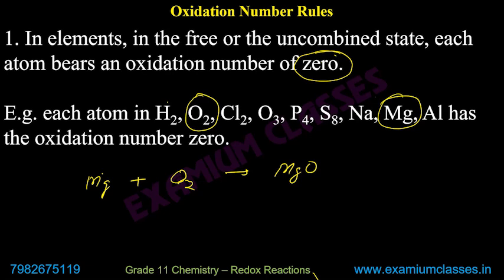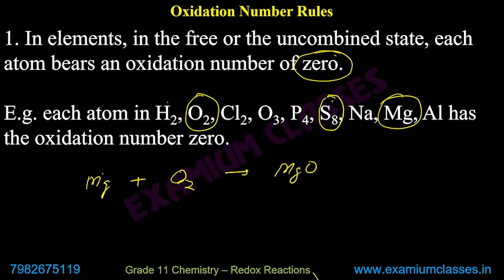All the elements in their standard form. The standard form means how they exist at room temperature. So sulfur exists as the S8 molecule. Eight atoms of sulfur are combined together. More about it we will talk about in the P block elements chapter.